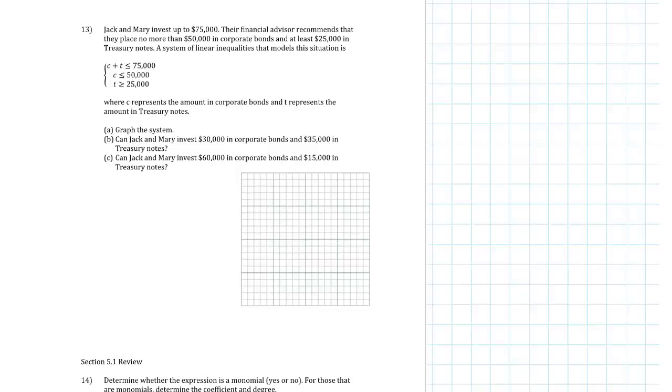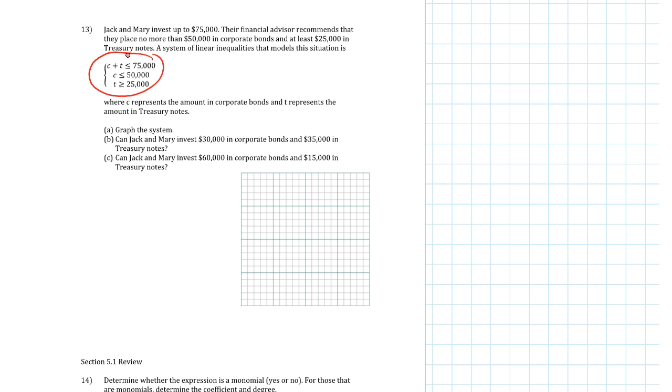Jack and Mary. Okay, number 13. Jack and Mary invest up to $75,000. Their financial advisor recommends that they place no more than $50,000 in corporate bonds and at least $25,000 in treasury notes. A system of linear inequalities that model this situation is as follows, where C represents the amount in corporate bonds and T represents the amount in treasury bonds.